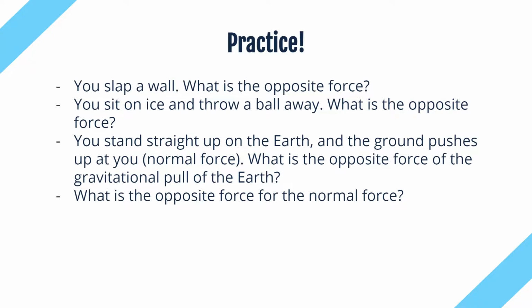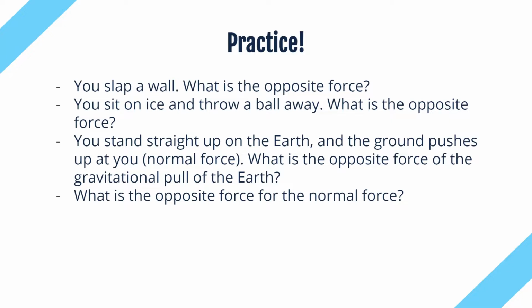Now here's a question for the more advanced physics people. Suppose you're standing straight up on the earth, and the ground pushes up at you. That's how you're standing up, right? Otherwise, you would just fall down. What is the opposite force of the gravitational pull of the Earth? Does anybody have any ideas? You are hitting the gravitational pull. You're not. The gravitational pull is not really hitting you, but essentially Earth is pulling you towards it, right? The opposite is you pulling the Earth towards yourself.